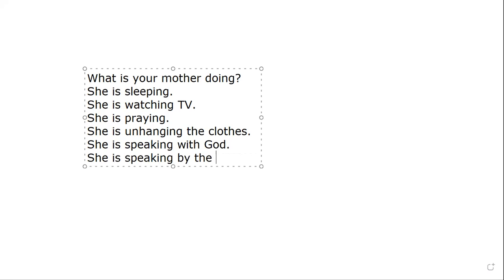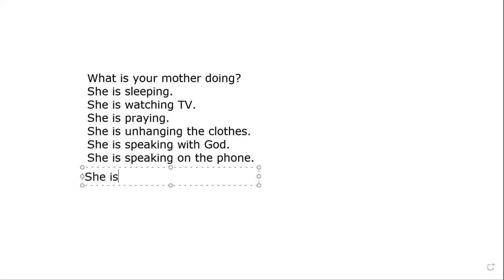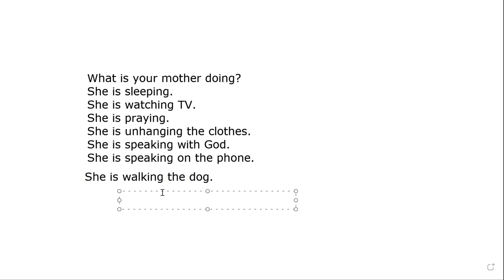Speaking by the phone. On the phone, teacher. On the phone, yes. On the phone. She is walking the dog. Okay. Paseando. She is walking the dog. She's walking the dog right now. Is it dangerous in your neighborhood? No. Okay, now let's see.